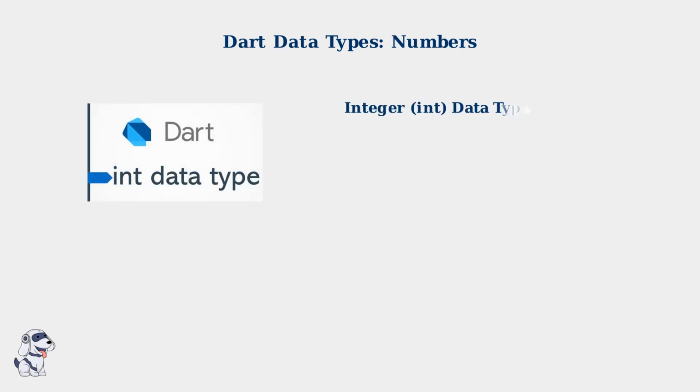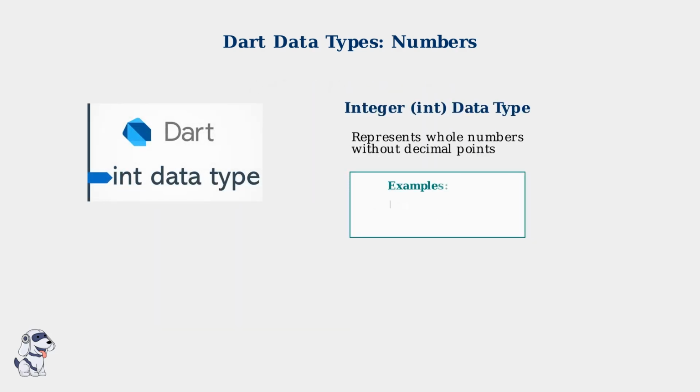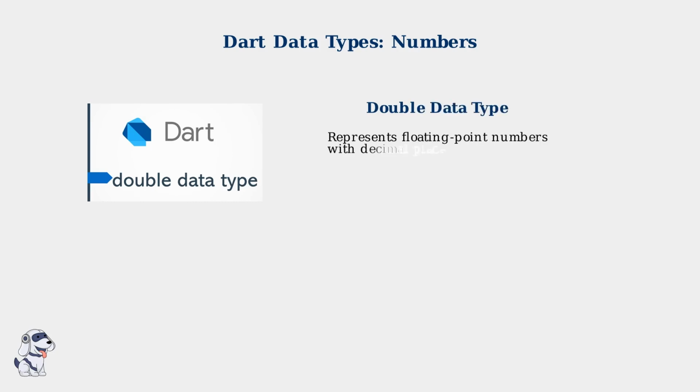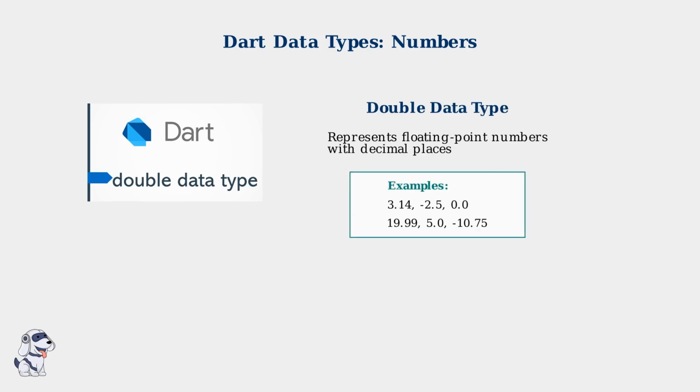The int data type represents integer values. These are whole numbers without any decimal points. Examples include positive numbers like 1, 2, and 100, negative numbers like -5 and -17, and 0. The double data type represents floating point numbers, which are numbers that can have decimal places. Examples include 3.14 for pi, -2.5, and 19.99 for a price value.